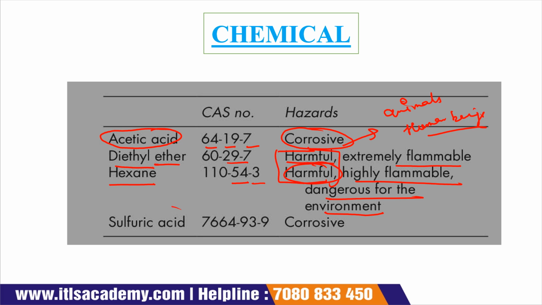Now the next one is sulfuric acid, CAS number 7664-93-9. They are corrosive in nature. So these are the list of chemicals that we use in our experiment: acetic acid, diethyl ether, hexane and sulfuric acid.